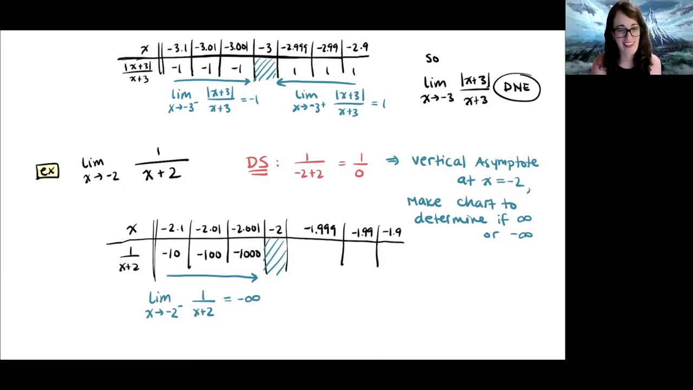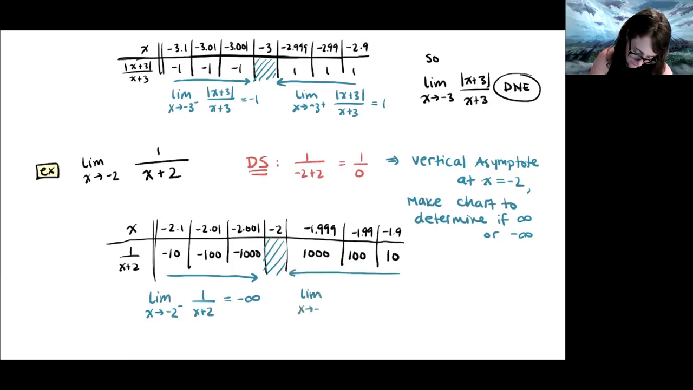Okay, go take a look at the other side here. See what happens when you plug in -1.9. I hope you'll find that we get a 10 out. When we plug in -1.99, you will find, I hope, that we get a 100 out. And when you plug in -1.999, you will get a 1,000 out. And here, these are getting larger and larger and larger, but positively. So as we approach -2 from the right-hand side, we would say that this limit is positive infinity.